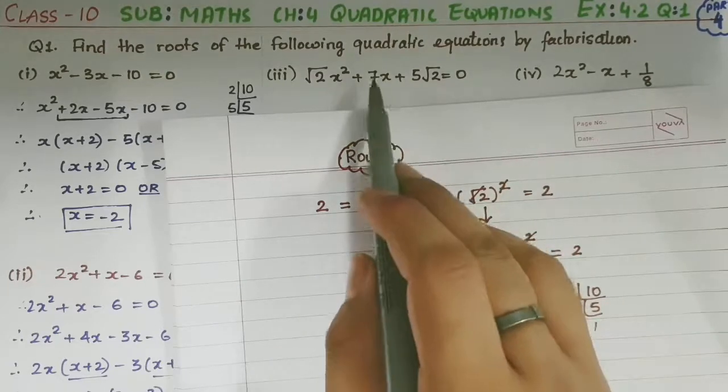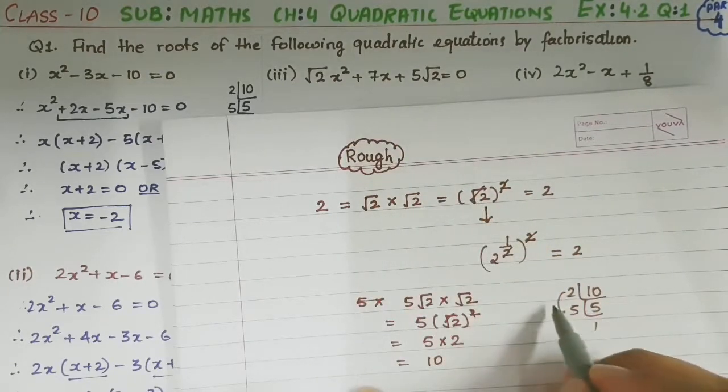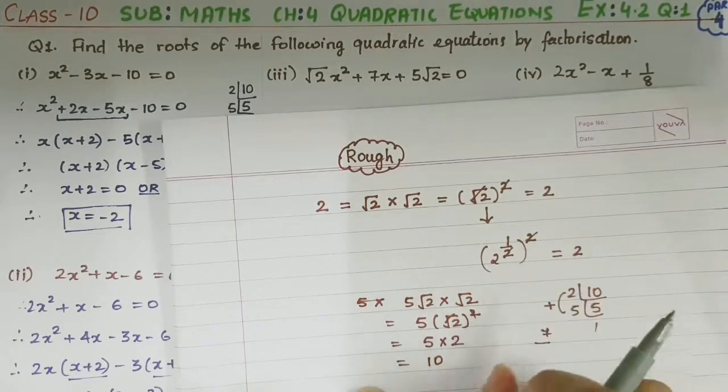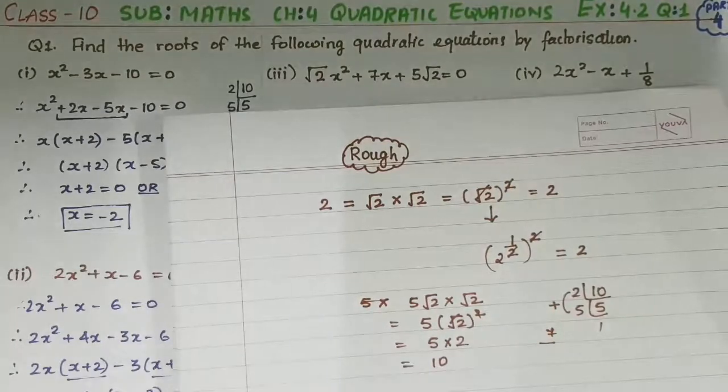We want 7 here, so we can add both of them. So 5 plus 2 will be 7. I hope you have understood this part. So let us quickly solve the sum now.